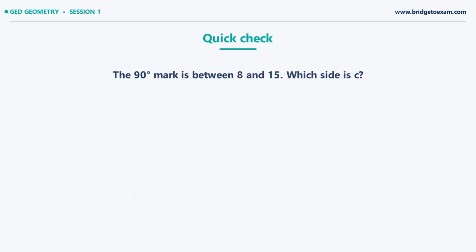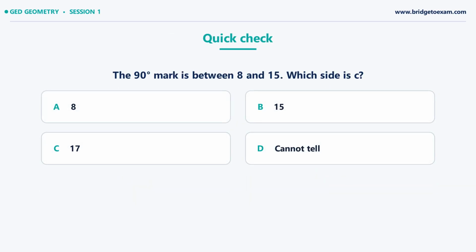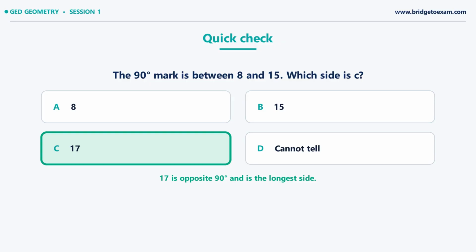A right angle marker sits between sides 8 and 15. Which side is the hypotenuse? It is the third side, the one opposite that marked corner. If the third side is 17, your labels are legs 8 and 15, hypotenuse 17.